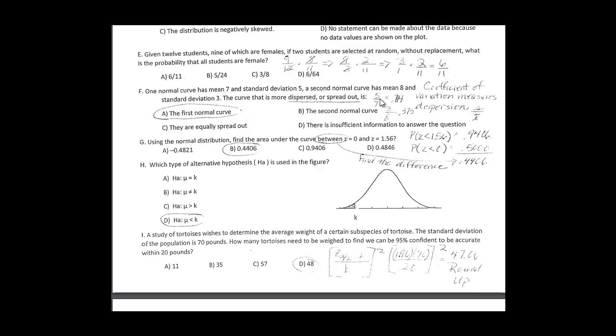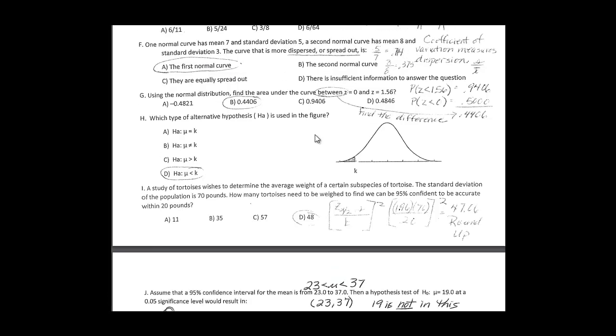So in each of these cases, the first curve, I'm taking 5 divided by 7, the standard deviation of 5, divided by the mean of 7 to get this 0.714. The second one, I have 3 out of 8 to get 0.375. So I can see that I have more dispersion in that first one. So we'll circle part A there.